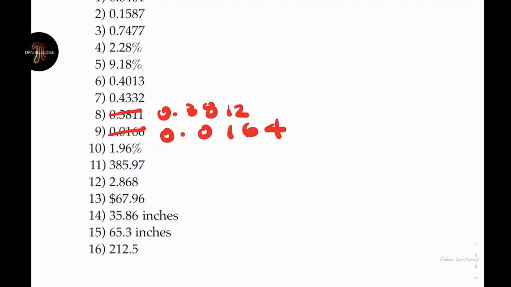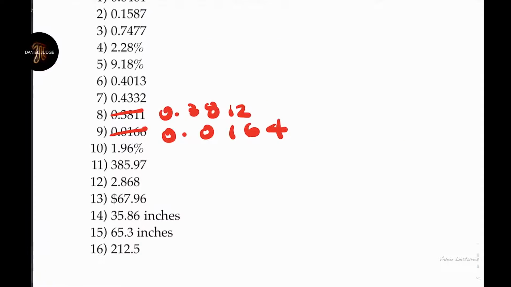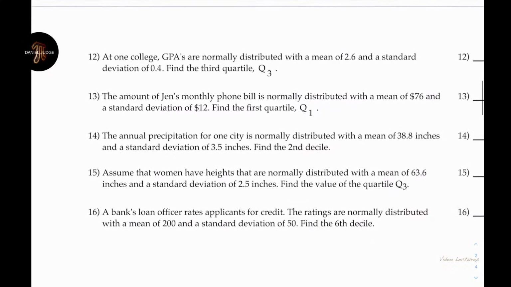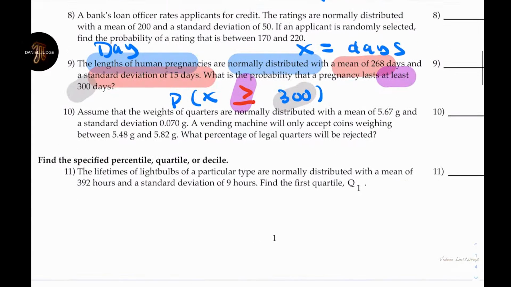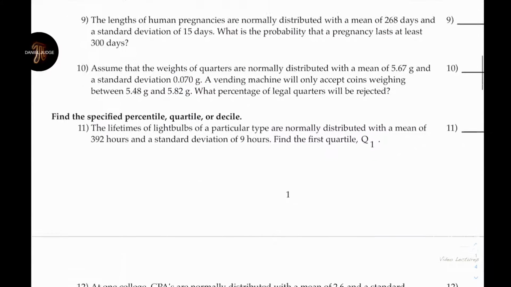All right. This is number 10 here. Or number 9. Sorry, I'm getting a call. Getting a phone call in the middle of a video. Really? It happens. All right.